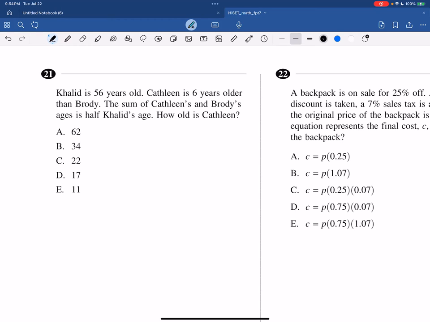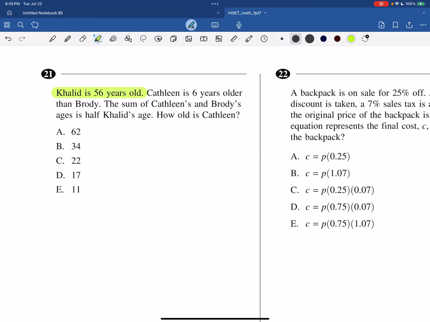Khalid is 56 years old. Kathleen is 6 years older than Brody. The sum of Kathleen's and Brody's ages is half Khalid's age. How old is Kathleen? So let's start with what we know.